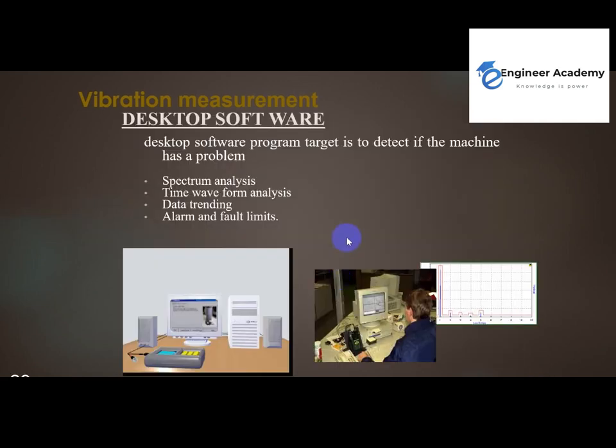Of course, we are using two main types of measurements. One we call offline, and the second one we call online.